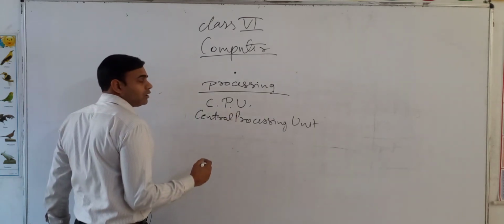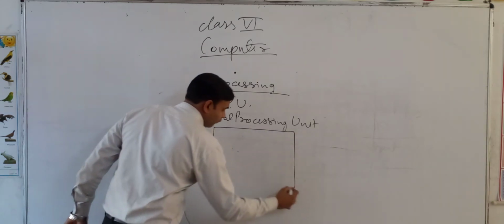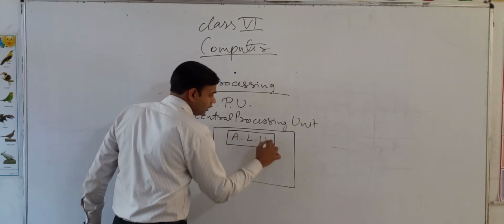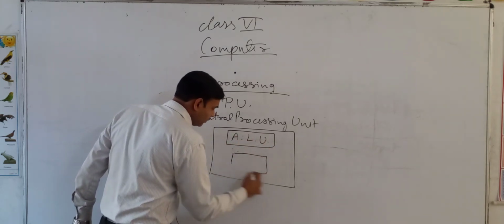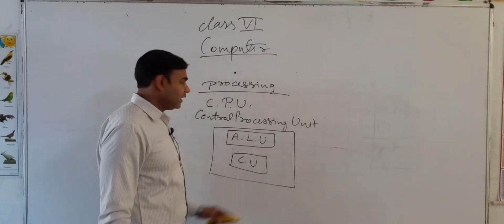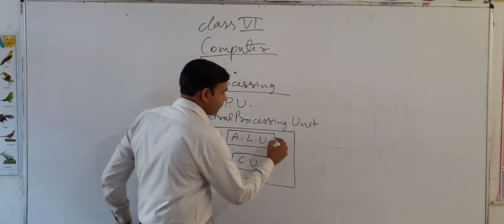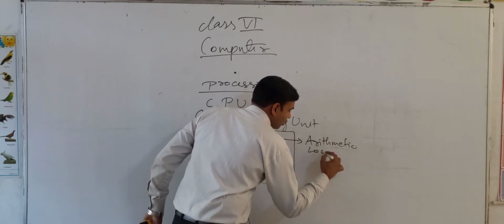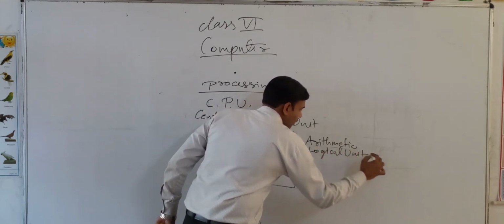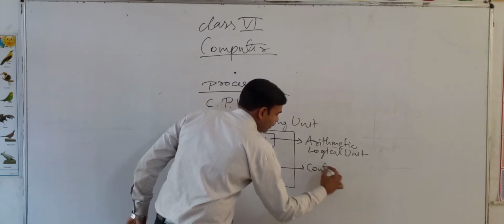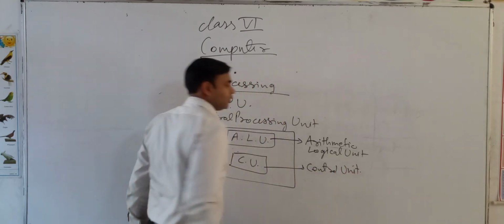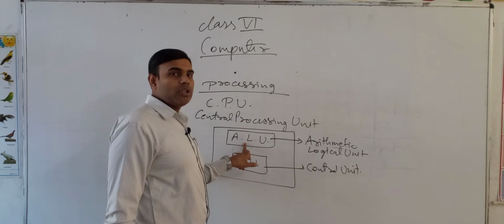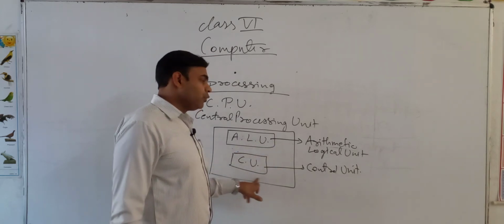CPU is formed of various other parts. One is ALU and other is CU. The full form of ALU is arithmetic and logical unit, and CU is control unit. So, now we know that CPU is divided in two parts, ALU arithmetic logical unit and CU, that is control unit.